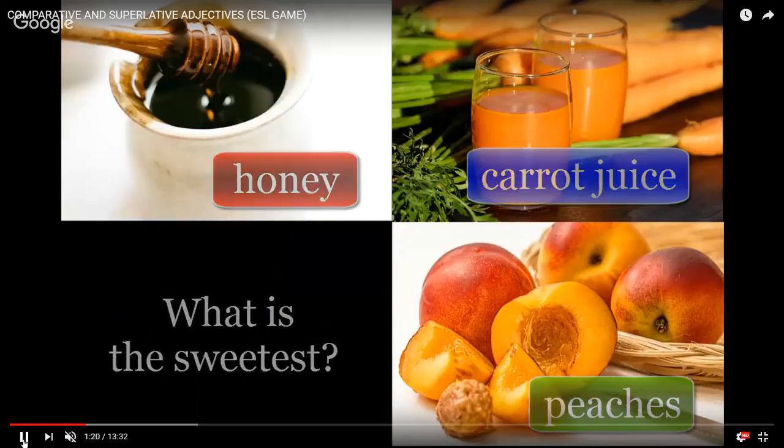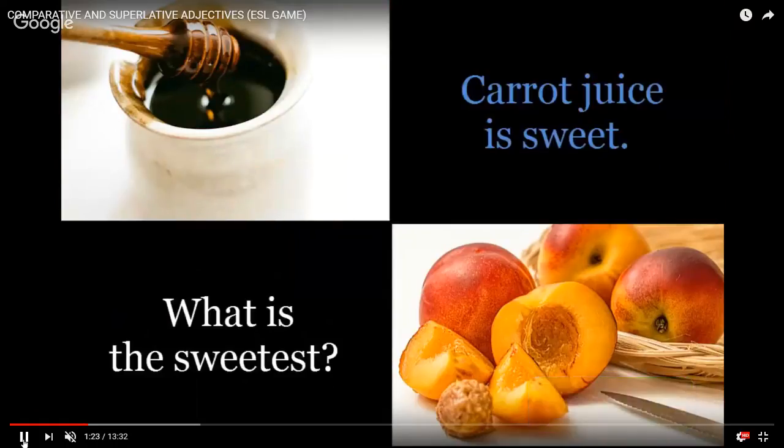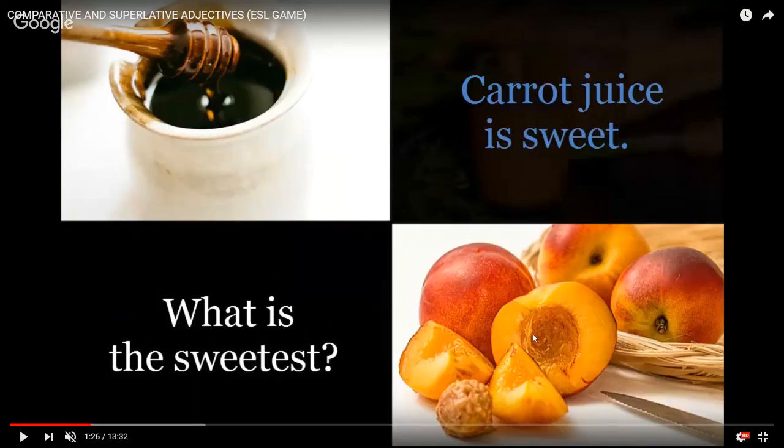Okay. The carrot juice is sweet. Very good. Now, the comparative. The carrot juice is sweeter, with -er. It's sweeter than the juice.